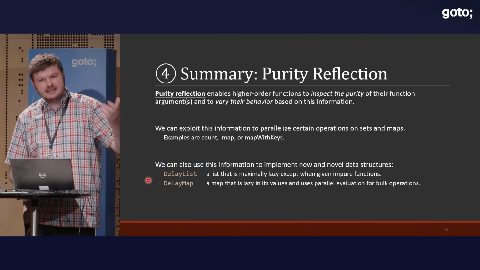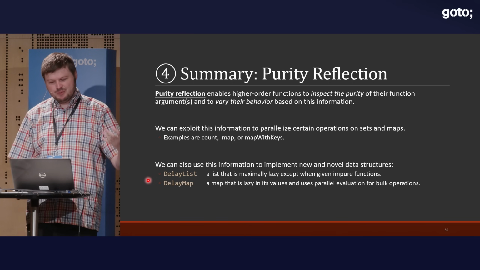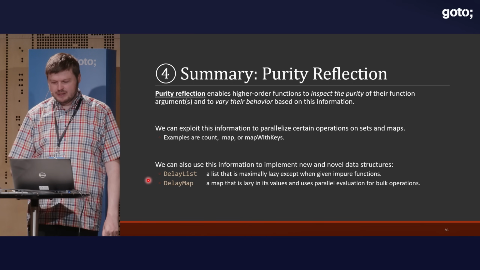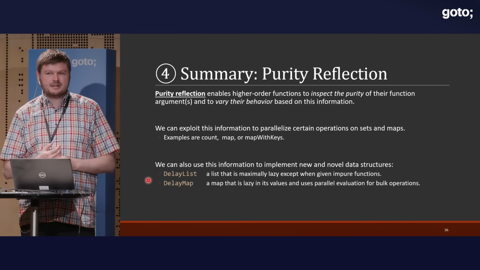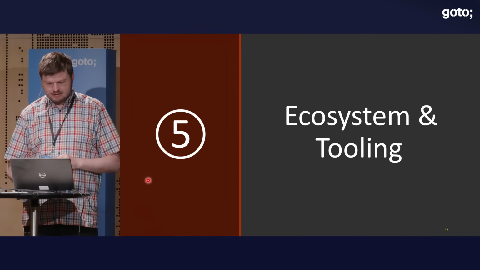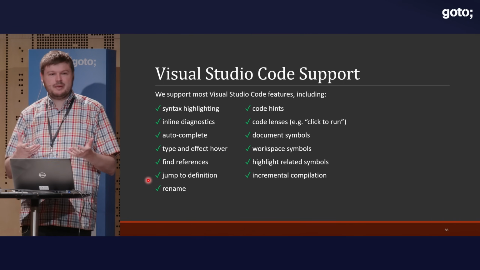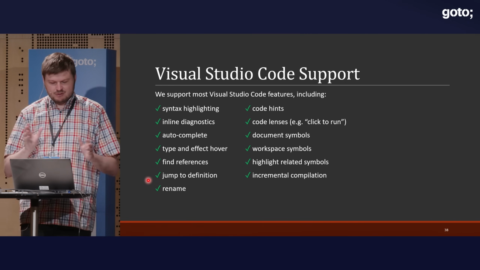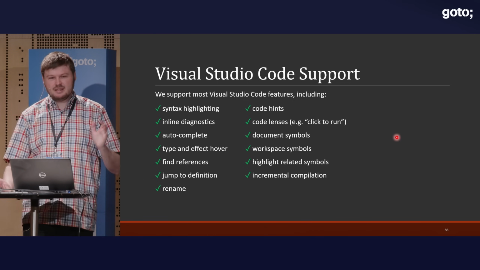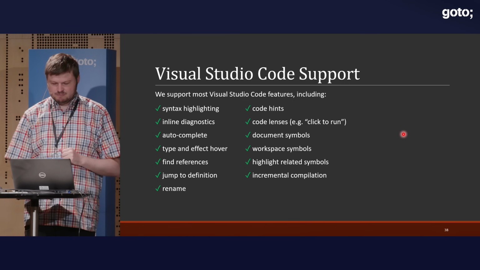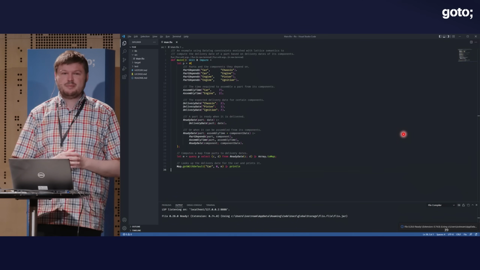Okay, so that was a very deep dive. We talked about effect systems, effect polymorphism, regions, and then purity reflection. So for the last few minutes, I'm just going to give you an overview of our implementation, because this is not just a prototype, we're actually trying to build a real language. So what we have is a Visual Studio Code extension, and we've implemented almost all of the API. So we have syntax highlighting, inline diagnostics, you can look up symbols. We have basically all the features that you're used to using. It looks something like this. And it just works out of the box.